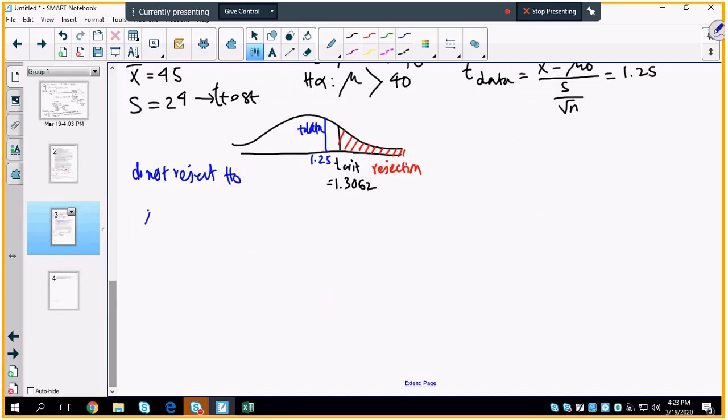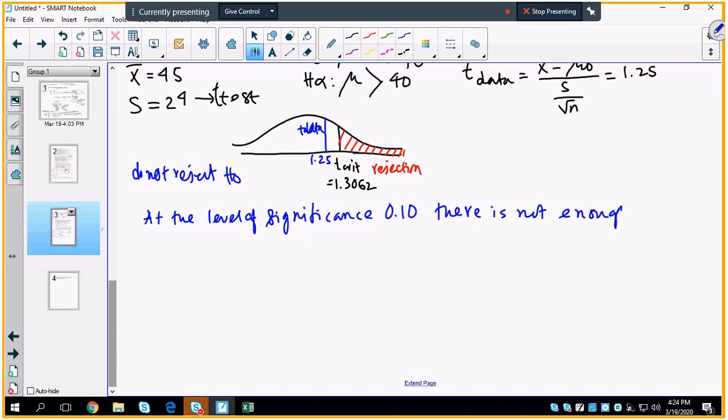So you say at the level of significance, there is not, I'm so sorry, it should be there is not enough evidence to reject the null hypothesis, which is the existing mean number of average app downloaded is 40. We will not reject it.